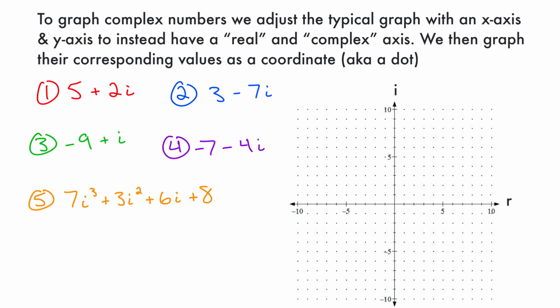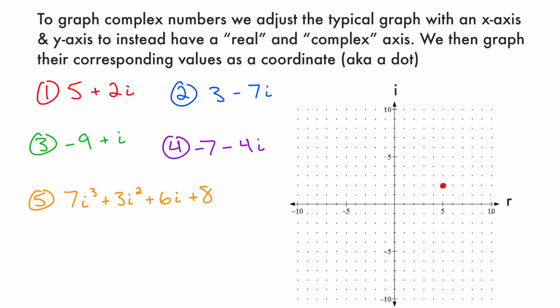So for my example number 1, I have 5 + 2i. The real component of 5, since it's positive, tells me I'm going to go on the real axis, which is left and right. I'm going to go right 5. 1, 2, 3, 4, 5. And then the complex component is 2i, positive 2i. So I'm going to go up, because it's positive, 2 in the complex direction. 1, 2. So it is going to produce a dot, a coordinate. This is the location for my first complex number.